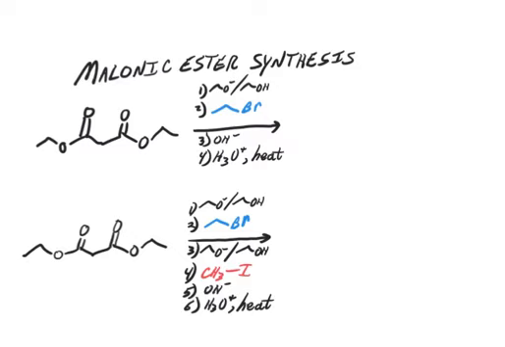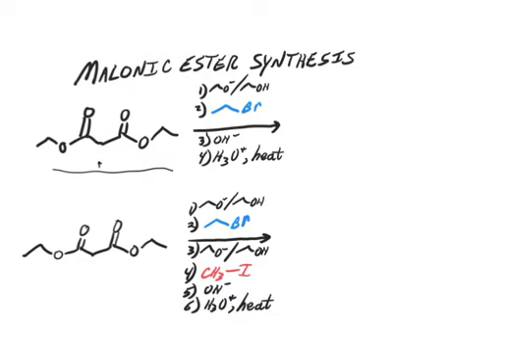So the malonic ester synthesis is a very convenient way of making substituted carboxylic acids. So we're starting out with malonic ester, this piece right here. And the first thing we're going to do is the deprotonation. So we're going to treat it with the alkoxide, and that's going to deprotonate the carbon between the two esters, right? We'll remove a hydrogen from that.